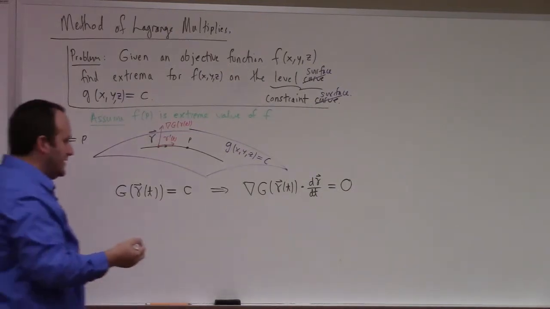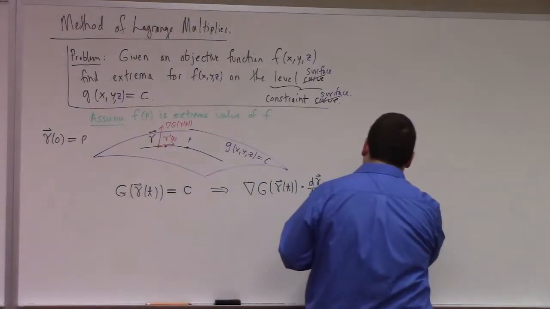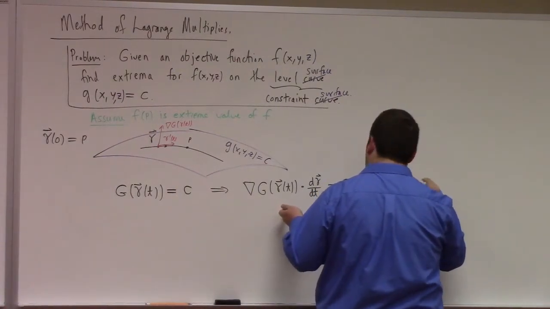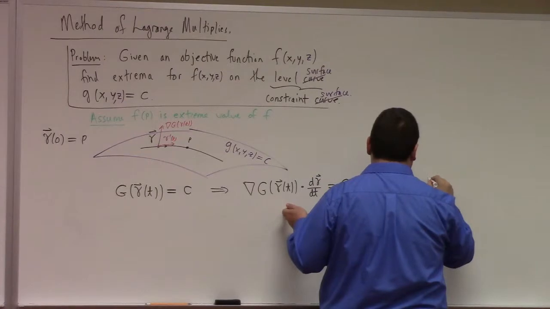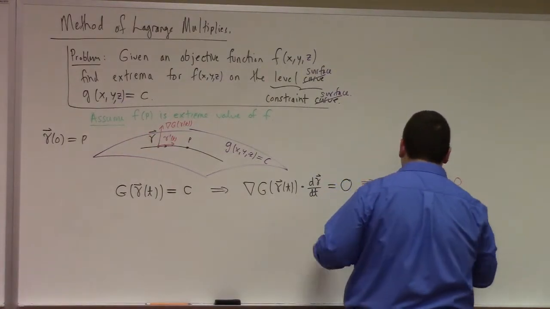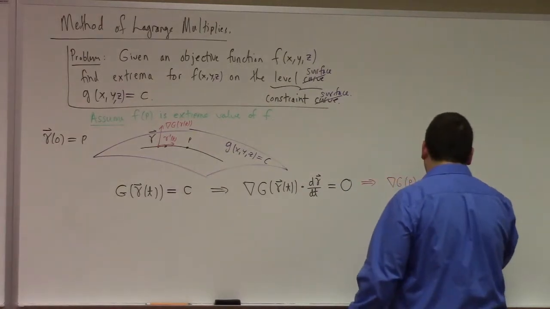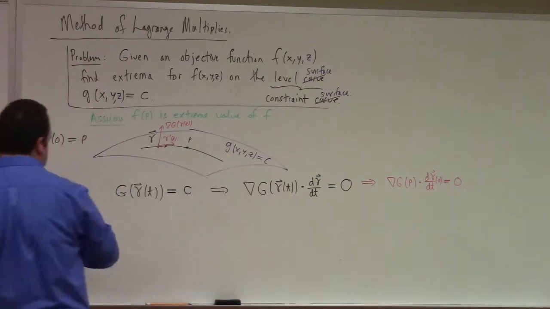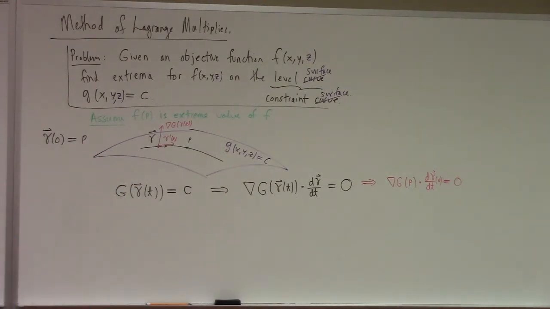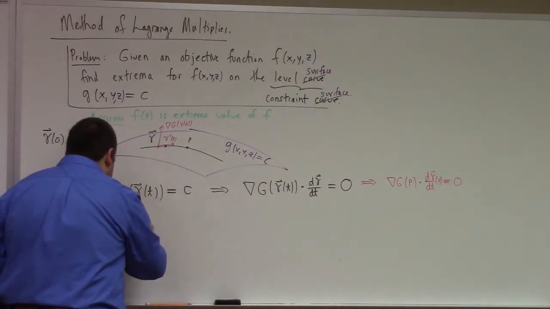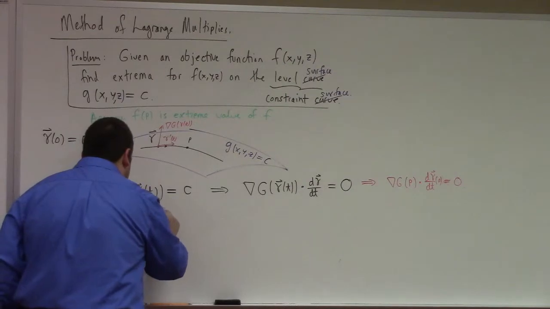Okay, now in particular, this is true when we put t equal to 0, right? So the gradient of g at the point P dotted with d gamma dt is equal to 0. Fine. Now what else can we say? We haven't even tapped into the objective function yet, have we? What happens if we construct another function? Let's call it h. Let h of t equal f of gamma of t.